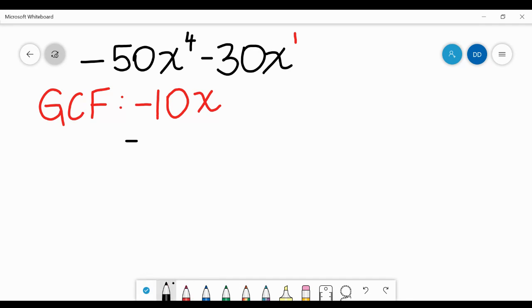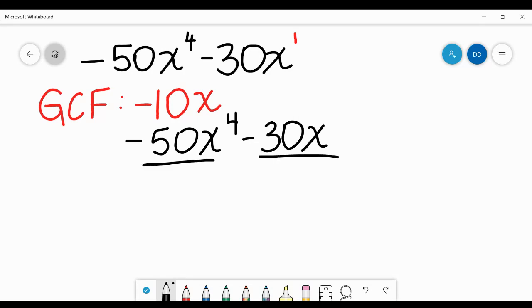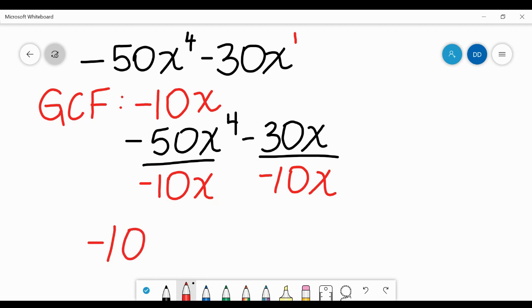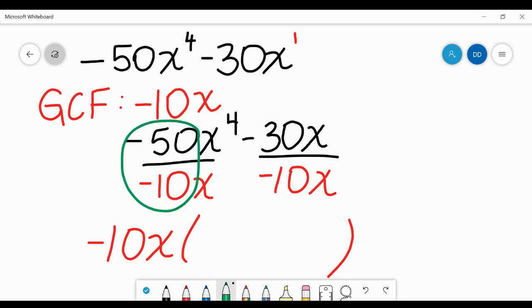So we're going to divide our original binomial by our GCF. So we're going to just take both of these and divide them by negative 10x because that is our GCF. Now, our GCF always goes on the outside, and then our quotient, which is our answer after we divide, is going to go on the inside of the parentheses. So we have negative 50 divided by negative 10. That's going to give us a positive 5. And then x to the fourth divided by x to the first. Remember, we subtract exponents here, so that's going to give us x to the third.